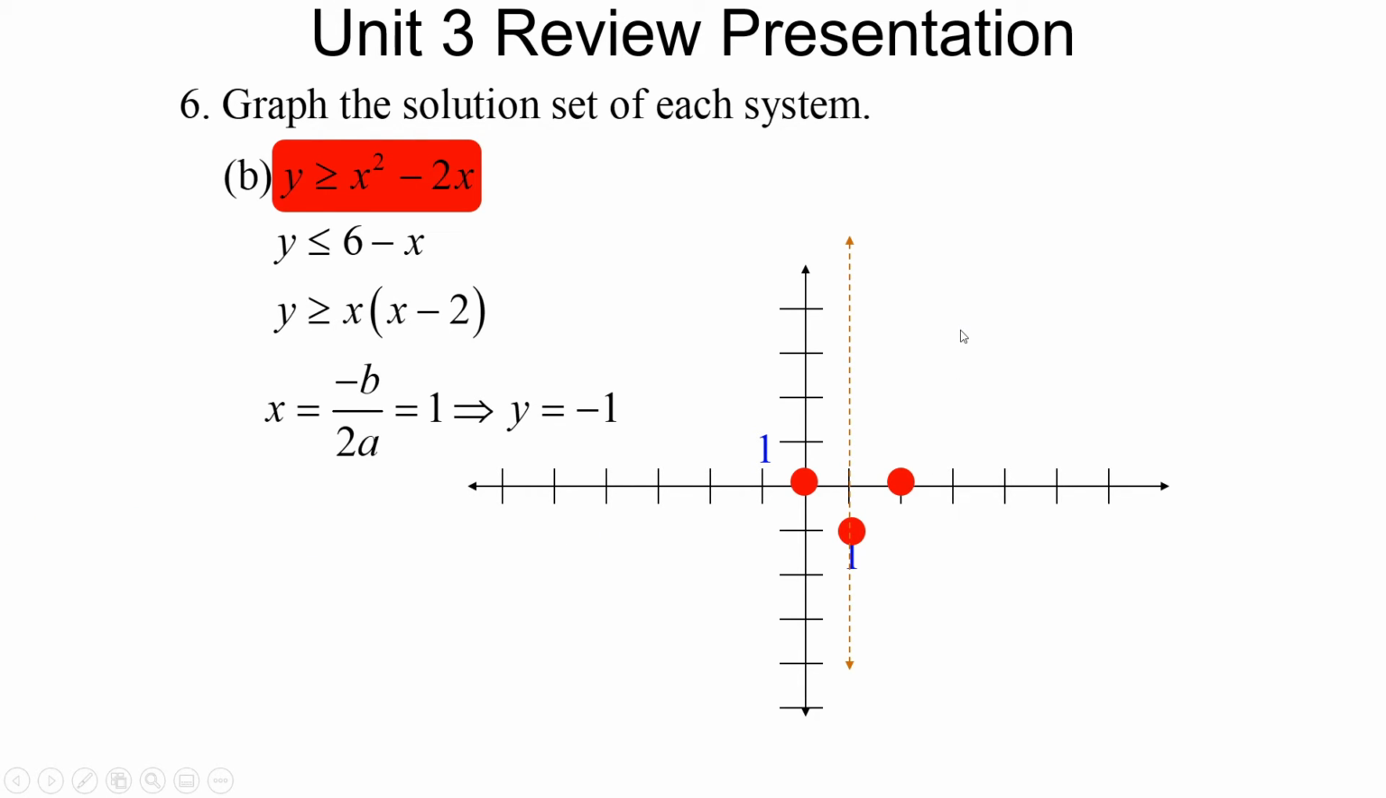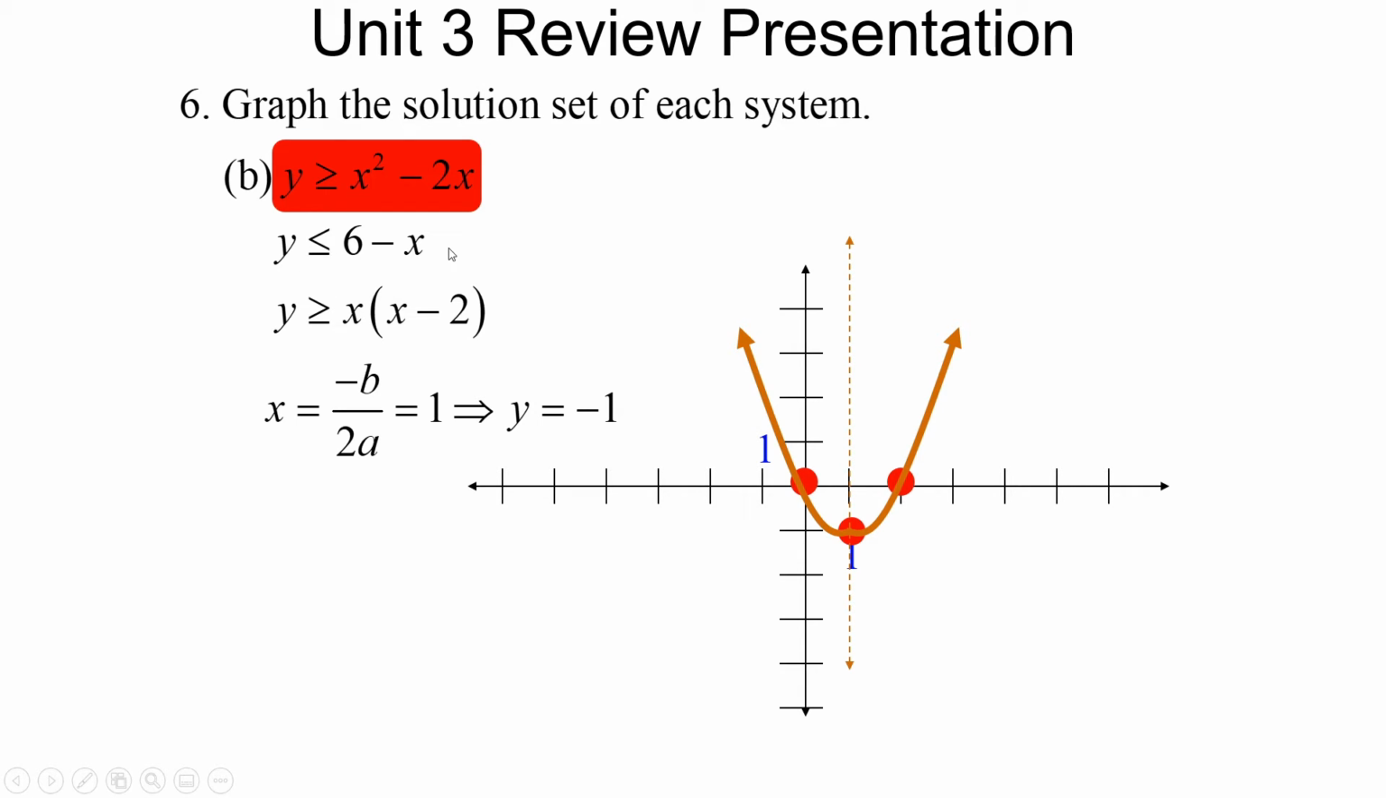Okay, so now what is this boundary line? Is it solid or dash? Greater than or equal to? This is going to be a solid, so I'm going to do a parabola going through these 3 points. Okay, solid.